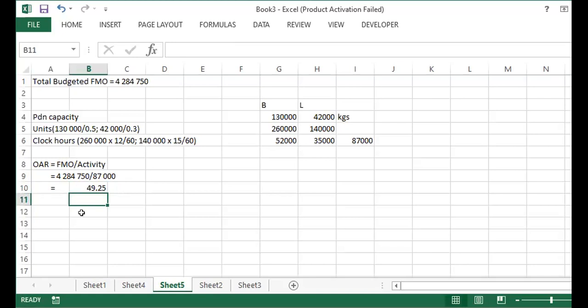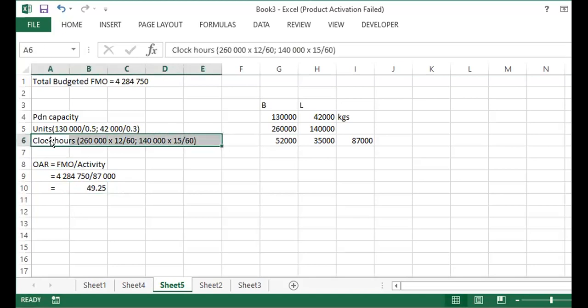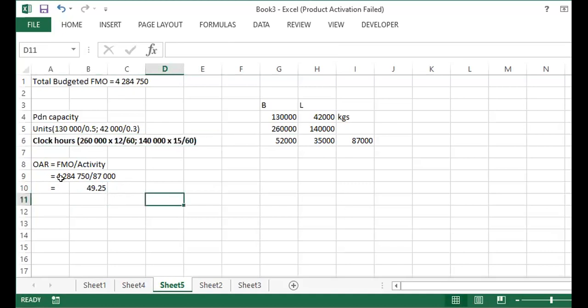49.25. That's fairly easy. So this is where most of the confusion comes. It's easier for you to just take 4,284,750 and deal with it in terms of the total units. Then you get it per unit. But look, the question says per hour, so you need to get the budgeted hours. You're not always going to be given the budgeted hours. You will need to find the budgeted hours. So watch out on that.